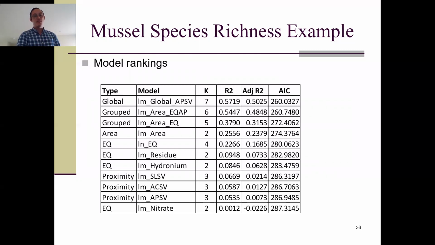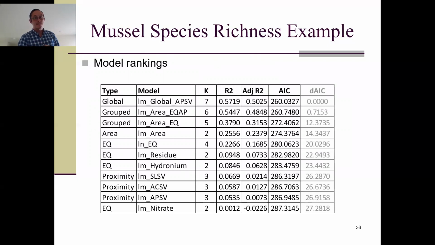And you can see that in general, your R-square, which explains the amount of variance within the model, generally follows the AIC. But that's not always the case. In this example, it is, but it doesn't always have to be the case.